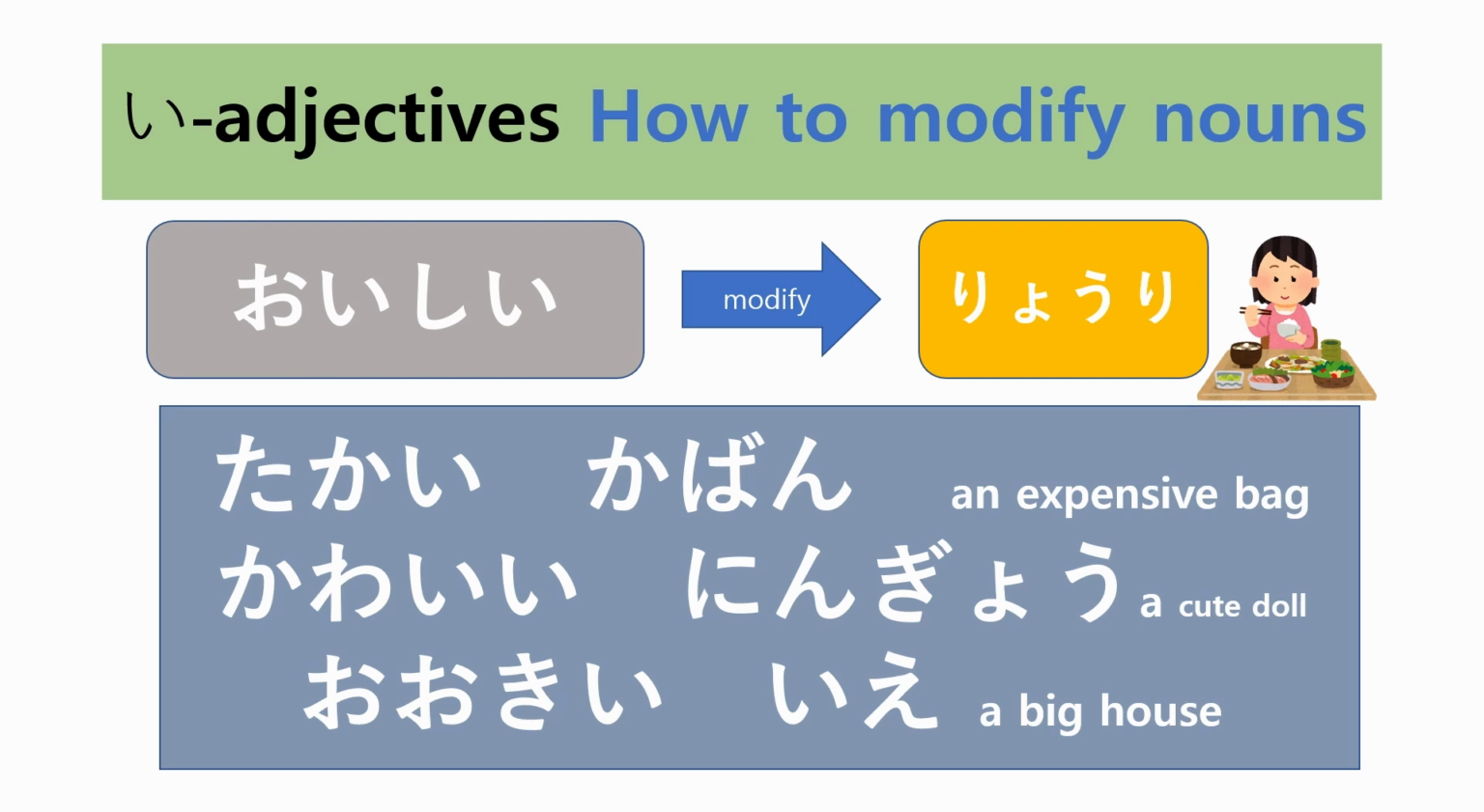This is also not difficult. Just use the basic form of the adjective directly before the noun. So you can say おいしい料理. It means delicious food. 高いカバン. An expensive bag. かわいい人形. A cute doll. 大きい家. Big house.